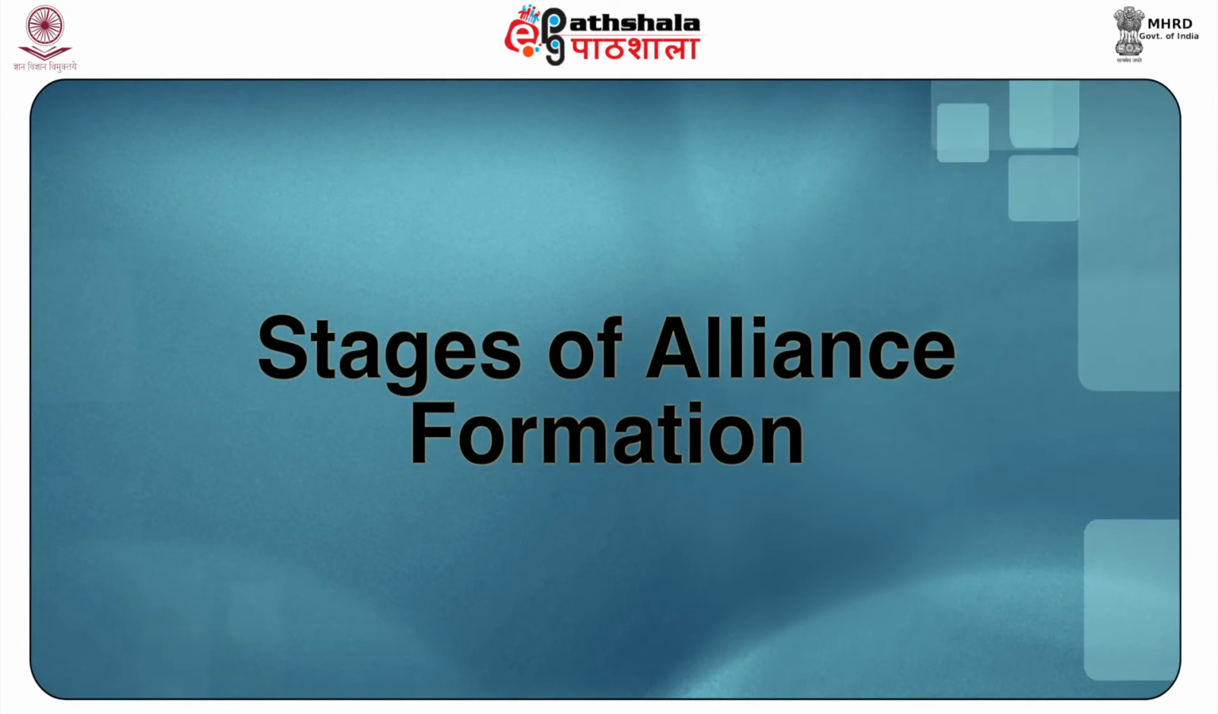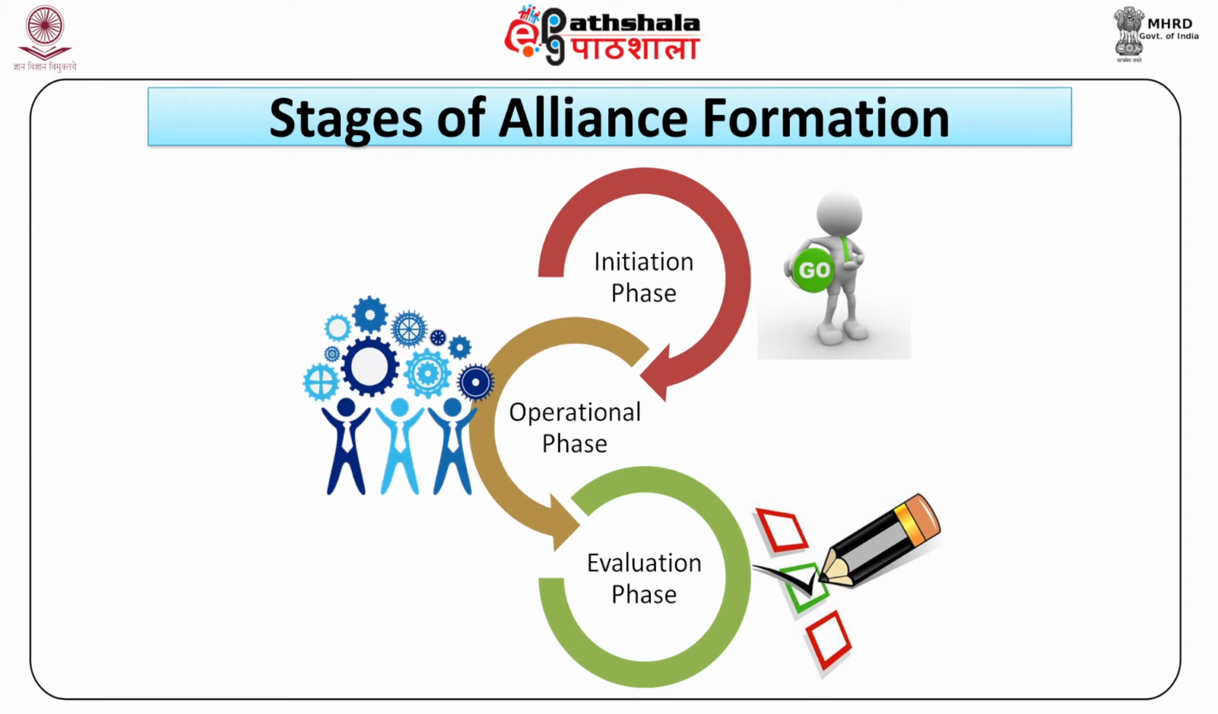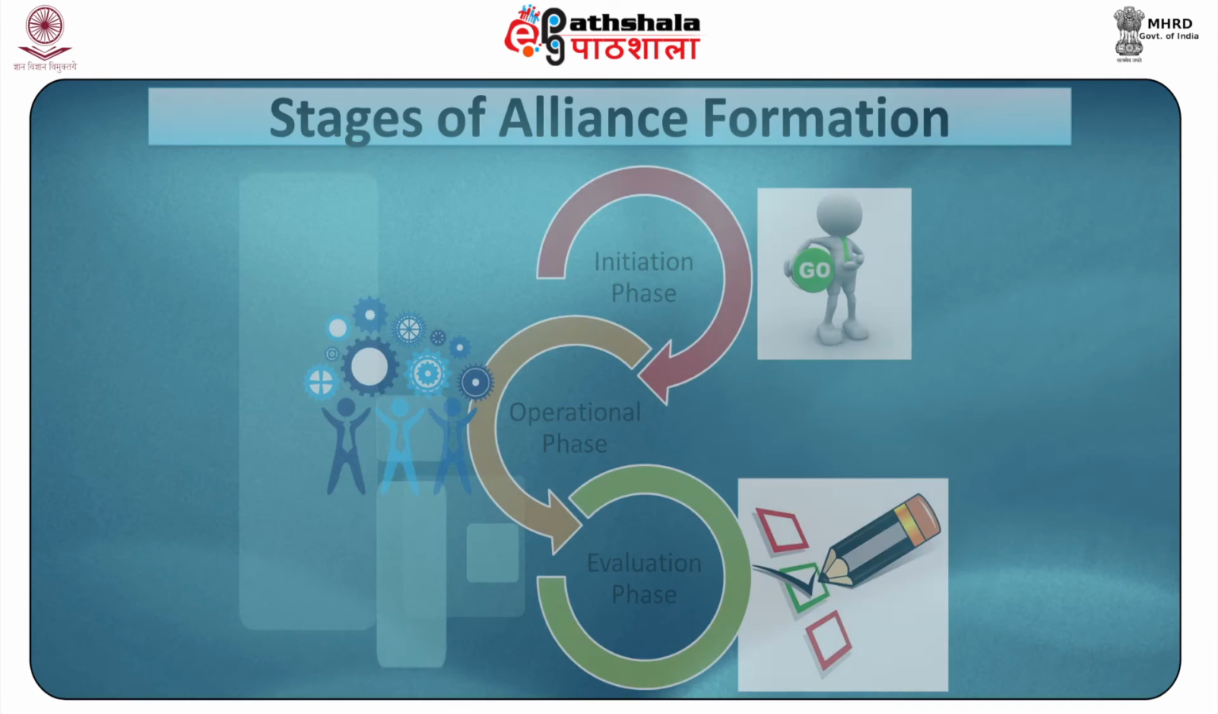Next is stages of alliance formation. A typical strategic alliance involves three major phases: initial phase, operational phase, and evaluation phase, and each of these phases is characterized by a number of internal factors and processes.